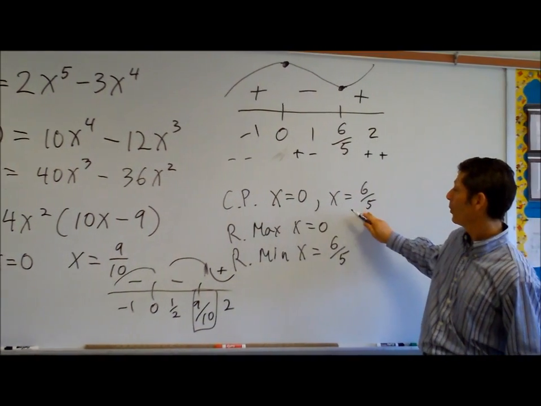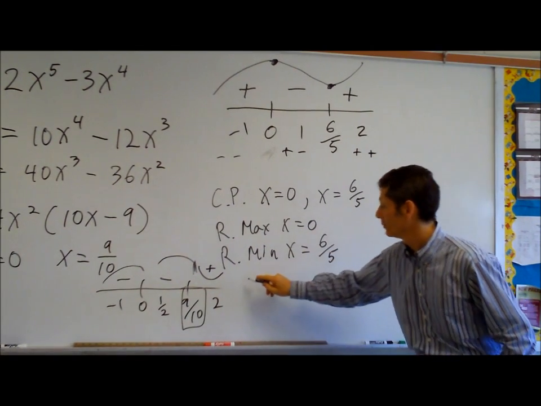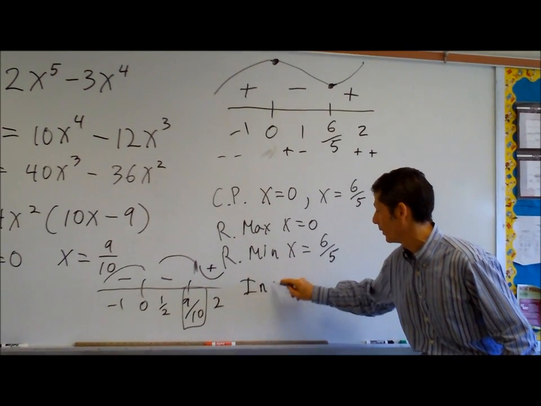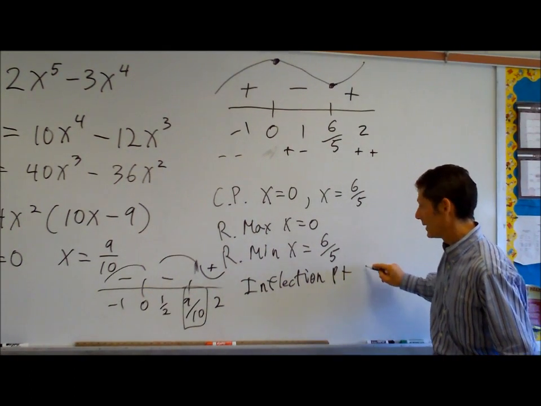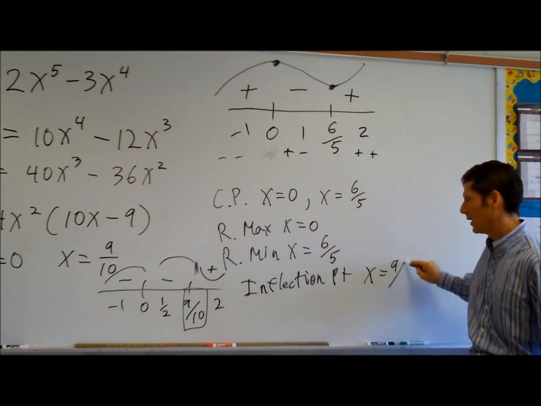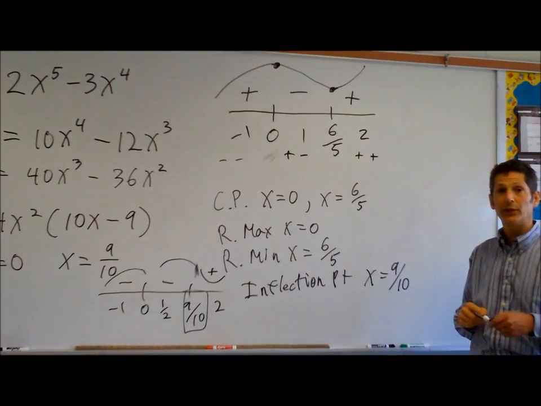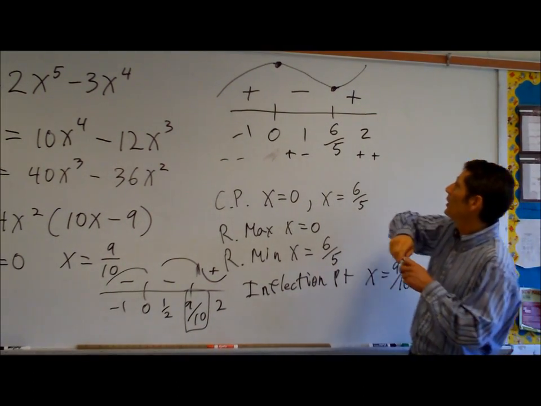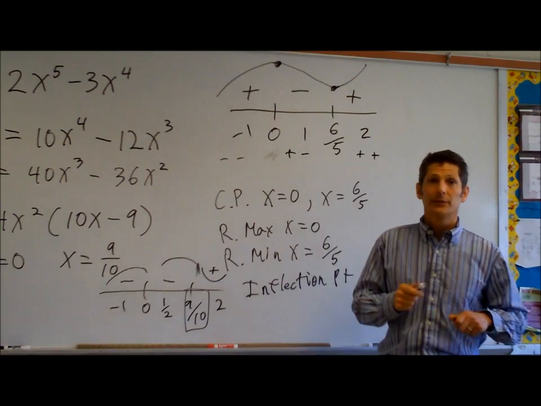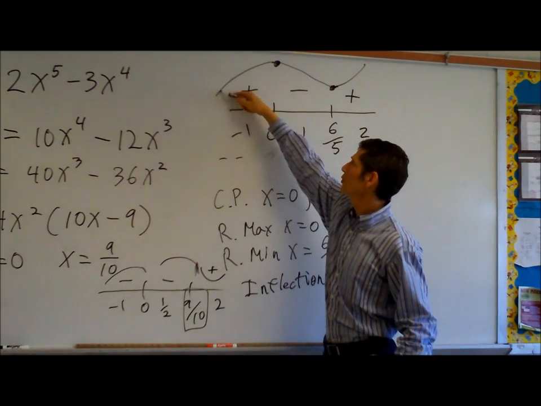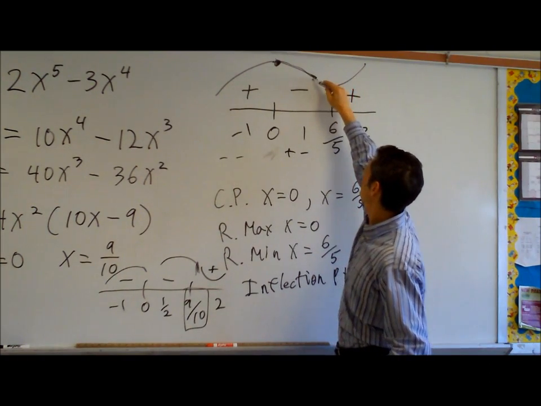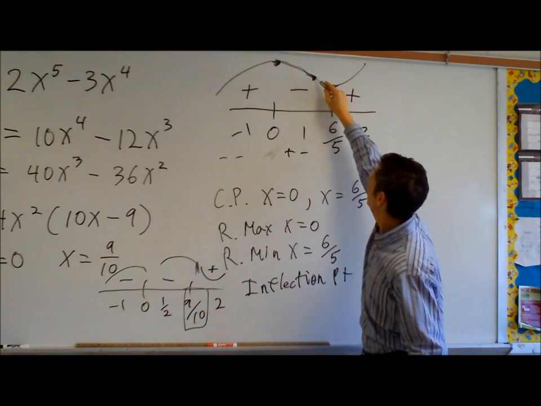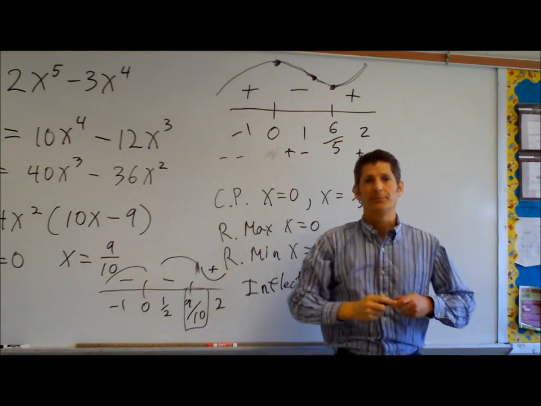So I have my critical points, my relative max, relative min, and I do have an inflection point at x equals 9 tenths, and that's the only inflection point I have. And again, you can look at the graph. That totally makes sense given your sketch. It certainly looks like it's concave down till about right here, 9 tenths. That's almost 1, and then it goes concave up like that.